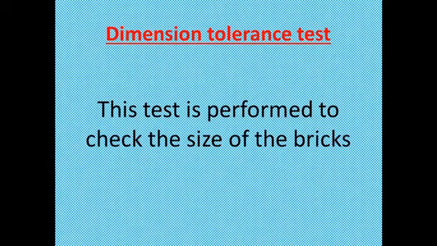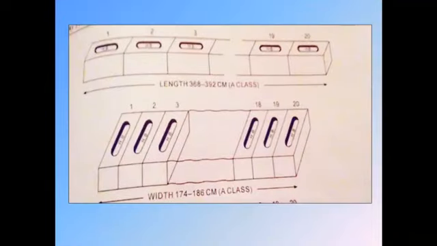We arrange the bricks on a smooth level surface in a straight series in such a way that the adjoining bricks are in contact with each other. The arrangement will be done in accordance with the dimension that is being checked, maybe lengthwise or widthwise. For length, bricks are laid lengthwise as shown in the figure. You can see from the figure the bricks have been laid lengthwise, right from 1 to 20.